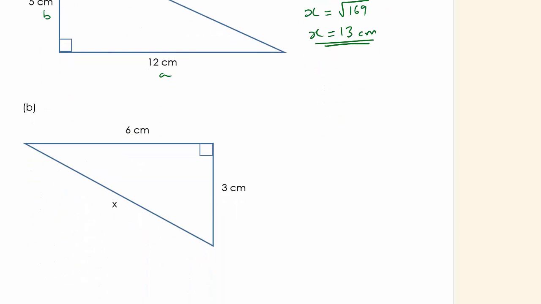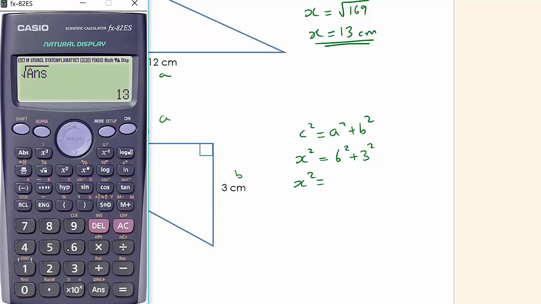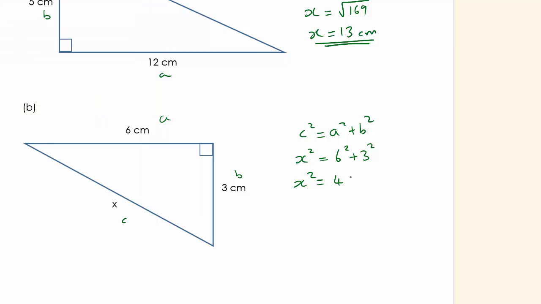And now we've got another one here, and again we're finding the hypotenuse. So this is the c, let's say that's a and that's b. So c squared equals a squared plus b squared. You should always start by stating the theorem, and then the hypotenuse is x, so x squared is going to be 6 squared plus 3 squared. So x squared is going to be 6 squared add 3 squared, which is 45.